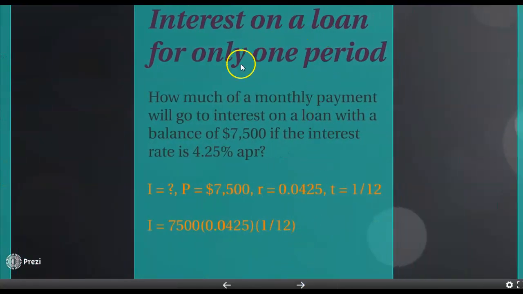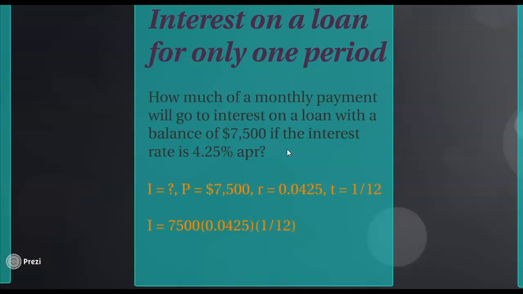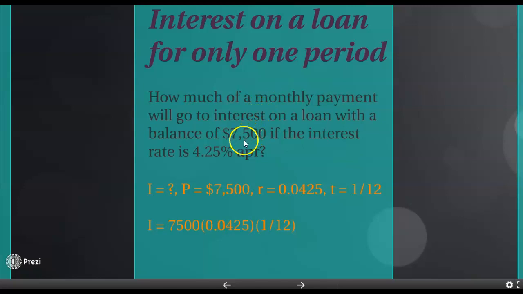And then interest on a loan for only one period. Now that's another example. Now mostly loans have compound interest. Loans typically are compound interest, and you make monthly payments to return that, and they compound as you go. But each individual month they calculate the interest using the simple interest formula. So if you owe a certain amount of money, let's say you've been paying on a loan and you owe $7,500, if the interest rate is 4.25%, that's an annual percentage rate, then to find the interest you just use simple interest, principal times rate times time, and notice time is 1/12 if it's a monthly payment.